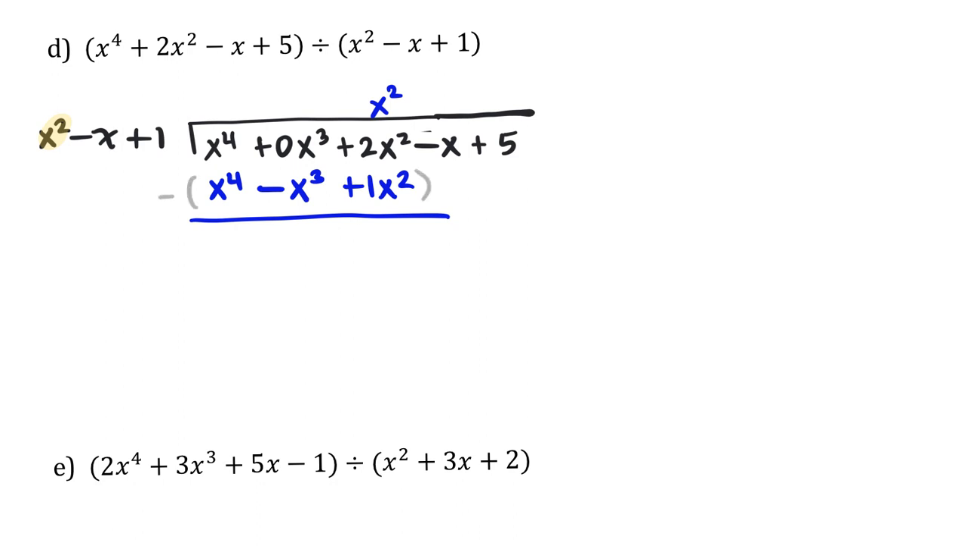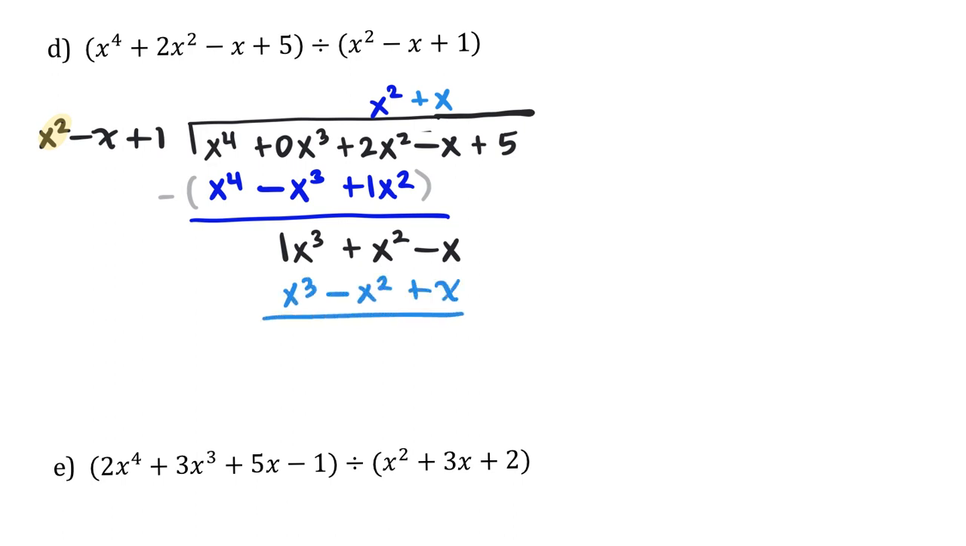Okay, let me subtract. Cancels. 0 minus negative 1, 0 plus 1 is 1x cubed. 2 minus 1 plus x squared. I'm going to bring down the next one, minus x. Okay, let's try this. X squared to get x cubed times x. X times x squared, x cubed minus x squared plus x.